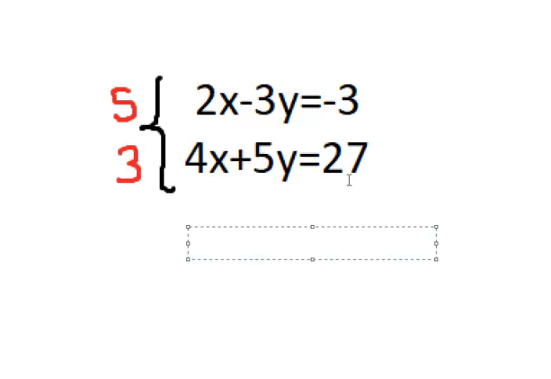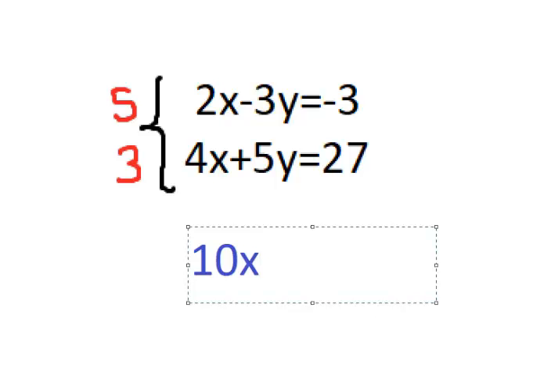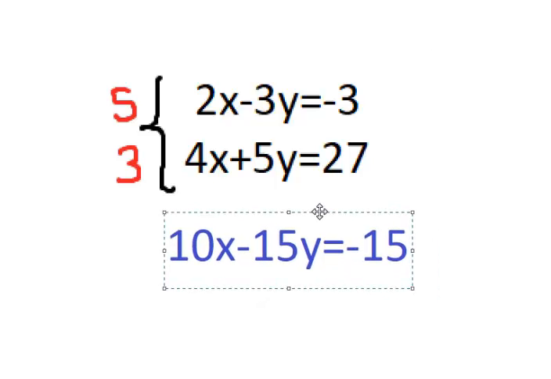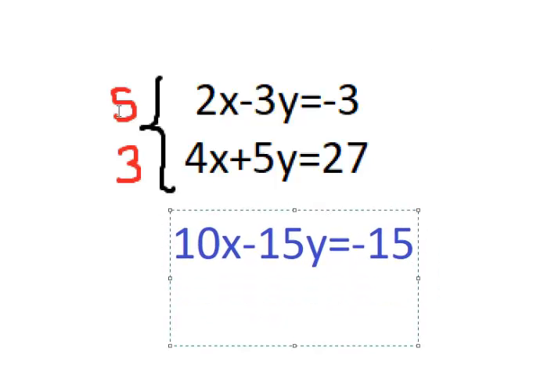5 times 2x is going to give me 10x, okay? 5 times negative 3 is going to be negative 15y. I copy the equal, and 5 times negative 3, that is going to give me also negative 15, okay? So that will be my first answers. The answers for the second line are going to be multiplied by 3, so 3 times 4x is going to give me 12x. 3 times 5y is going to give me positive 15y equals, and 3 times 27, that's going to give me 81 if I'm not mistaken, okay?